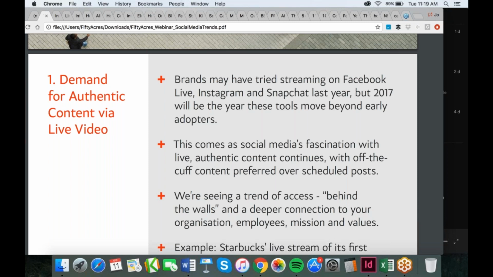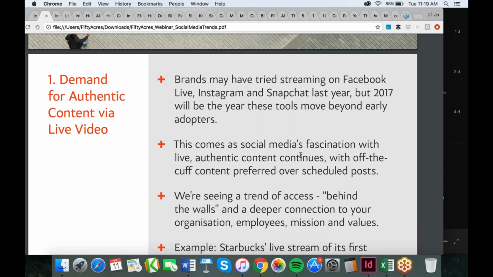Well, brands may have tried streaming on Facebook Live, Instagram and Snapchat last year, but in 2017, this will be the year that these tools really move beyond early adopters. And people will be streaming all sorts of things, from meetings to events to just family gatherings, to interact with someone else on the other end who couldn't be there. I think people will really be experimenting with it. It's authentic content, is it not?